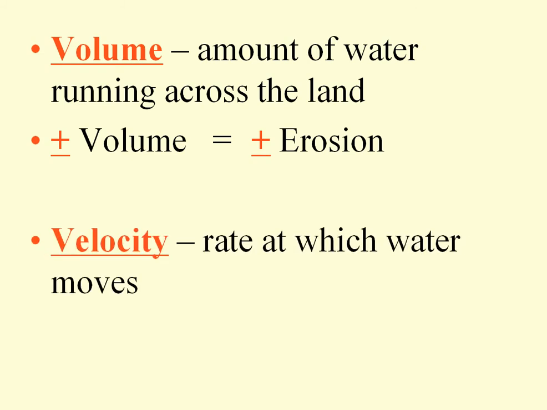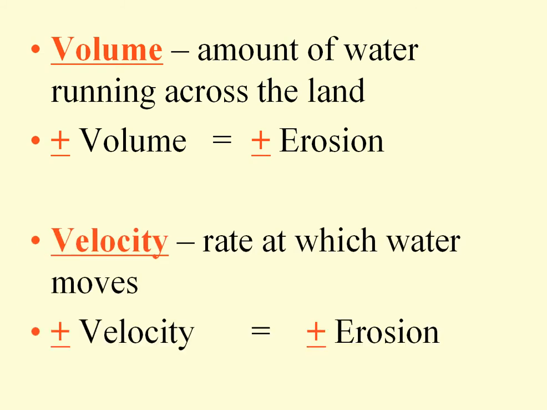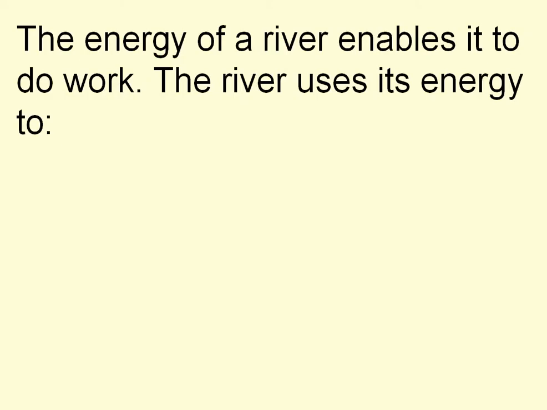Now, velocity is the rate at which water moves. And same thing with these plus signs and this negative sign. If you add velocity, you're going to add erosional forces. If the water is moving slower, in other words, if you decrease the velocity, typically you decrease the amount of erosion. Now, the energy of a river enables it to do work.